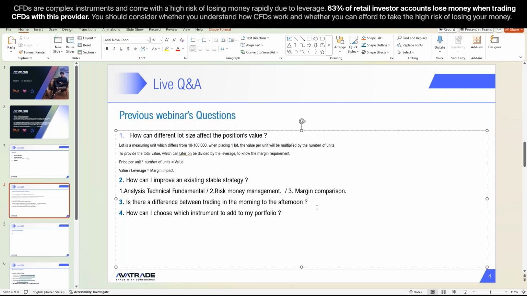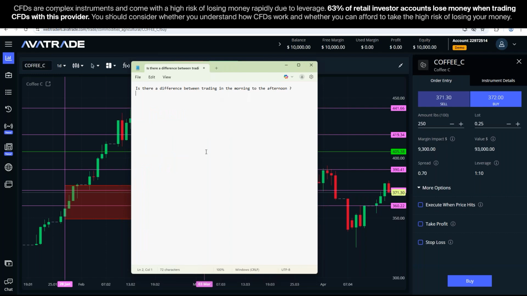Is there a difference? The following question: is there a difference between trading in the morning and in the afternoon? Well, there is a difference. That depends where you are in the world.